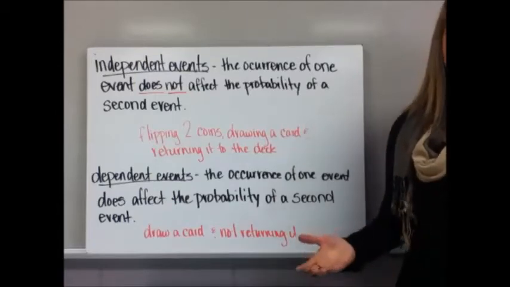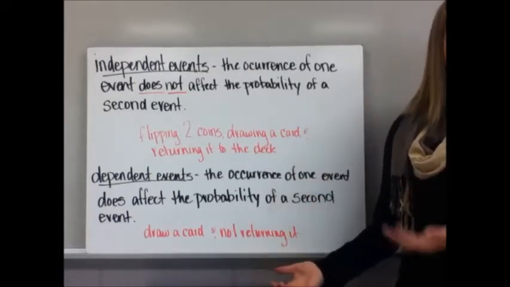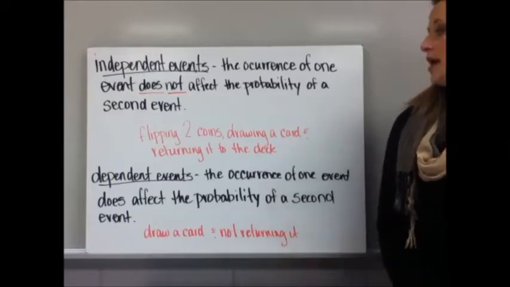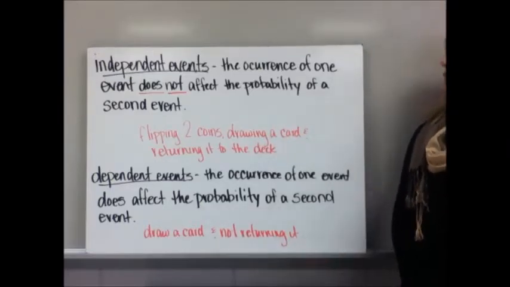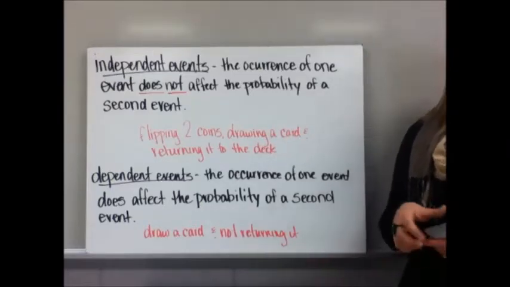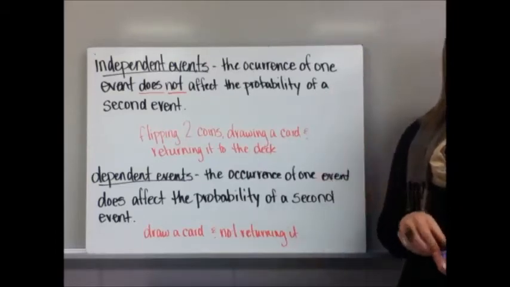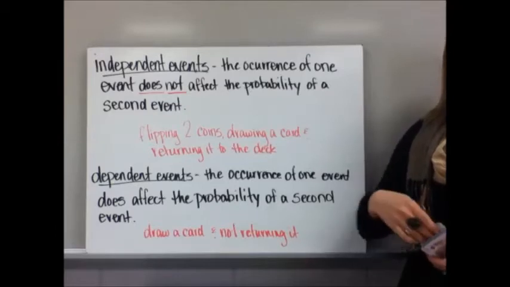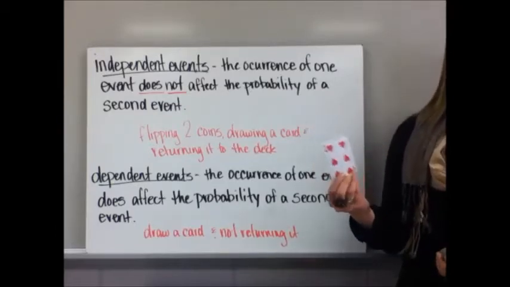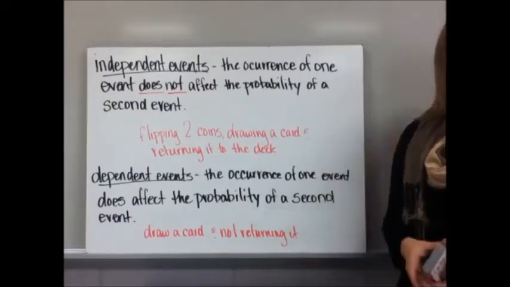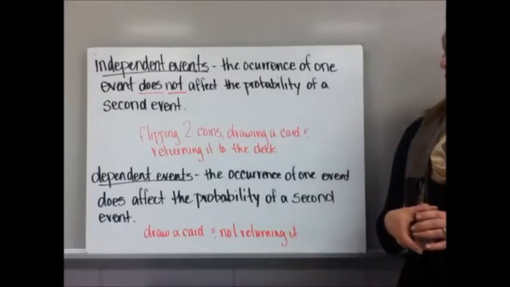If I were to flip one coin, what it lands on for the first coin does not affect what happens for the second coin. Or drawing a card from a deck, I'm going to draw one out, and if I return it and draw a second time, the probability is not affected. Both times I'm drawing out of 52 cards.